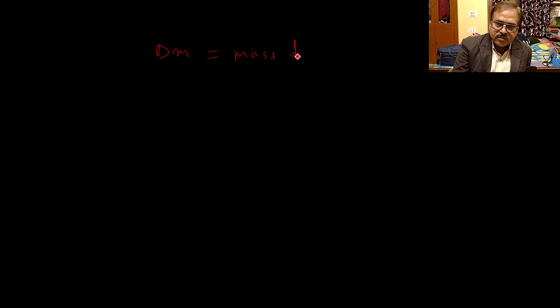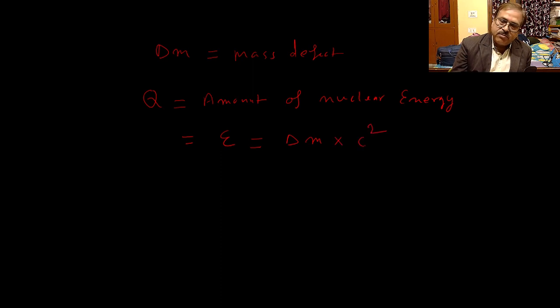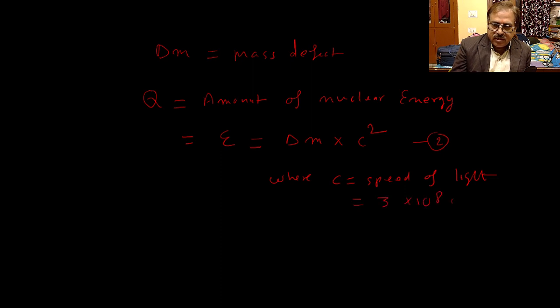This very value of mass defect: suppose that we have to find the amount of nuclear energy, say Q. This energy can be calculated with the help of Einstein's concept given by E equals mc squared, which is the mass defect multiplied with the square of the speed of light, where c is the speed of light and has the value 3 into 10 to the power 8 meter per second.